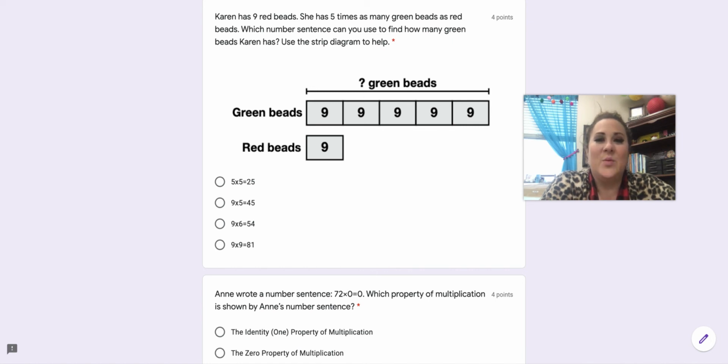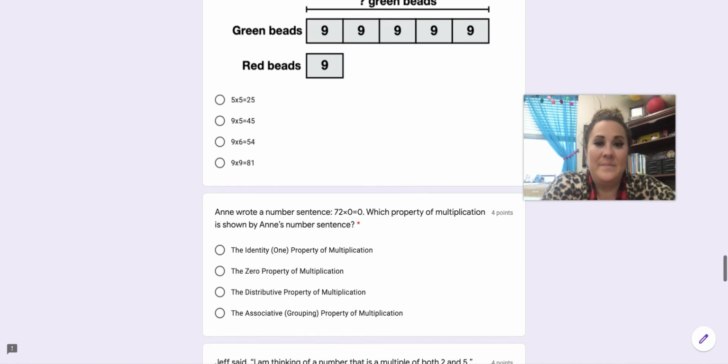Karen has 9 red beads. She has 5 times as many green beads as red beads. Which number sentence can you use to find how many green beads Karen has? Use the strip diagram to help.